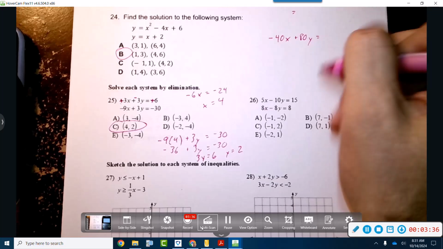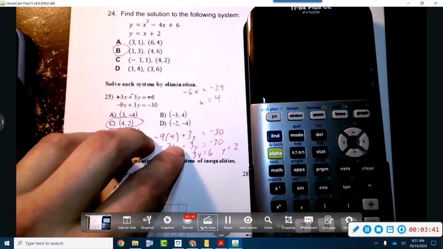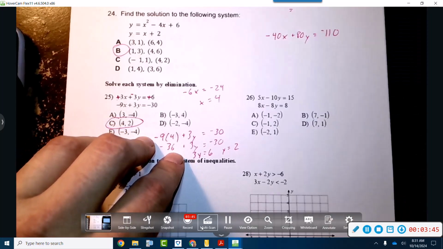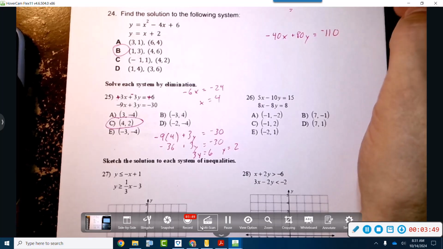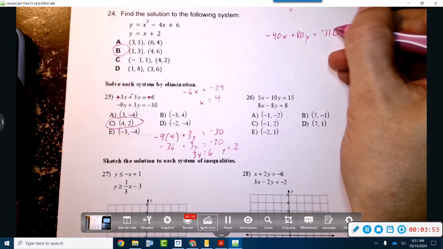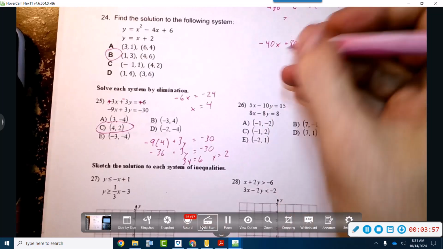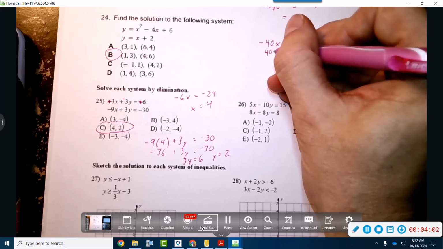Okay, -8 times 15, what is that, -110? I'm going to double check that. I don't trust myself at all. 15 times 8 is 120. Good thing I checked. So -120. All right, now this one we're going to multiply by 5.